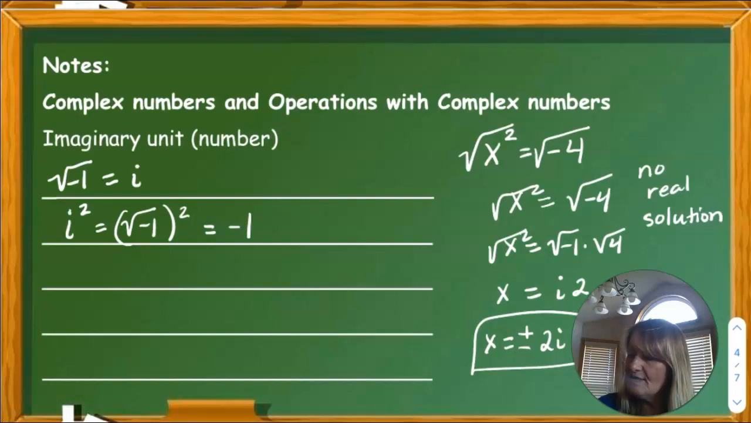Okay, now maybe that didn't make sense to you. So remember what squared means: times itself. And from our last work with radicals, anything times itself under the radical is simply what's under the radical, the -1.